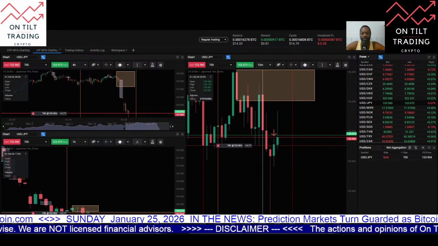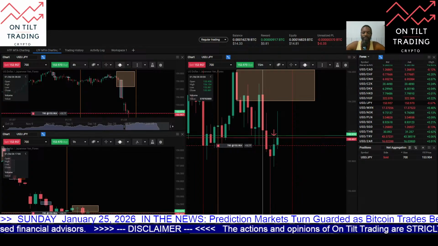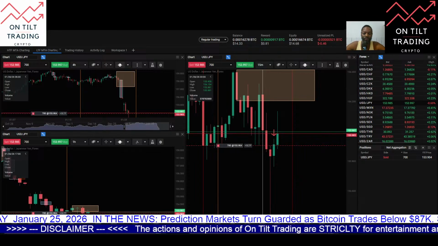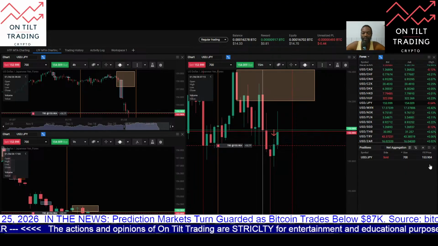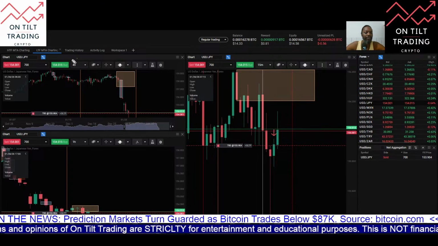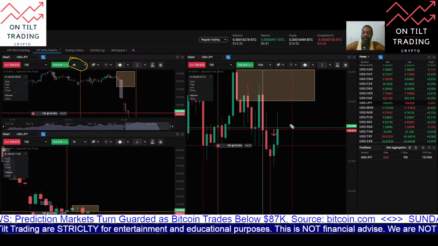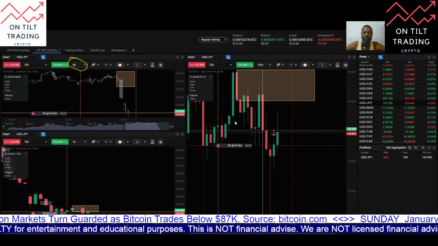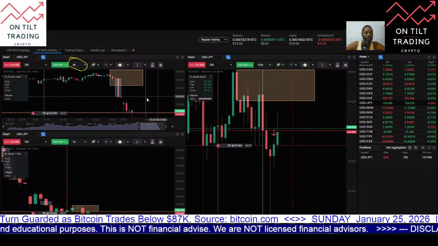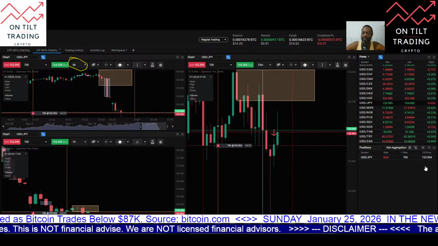I am currently short in USD JPY. I'll walk you through what I have trading here, starting top down. Here on the 4-hour chart, we can see the 4-hour chart is bearish. It's been bearish since Friday here.